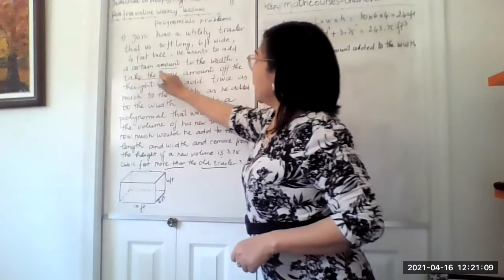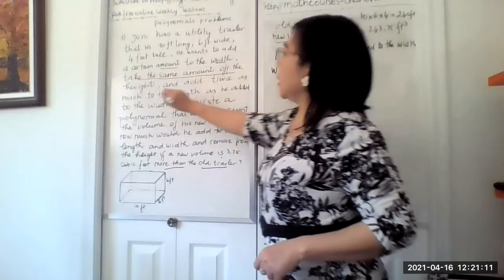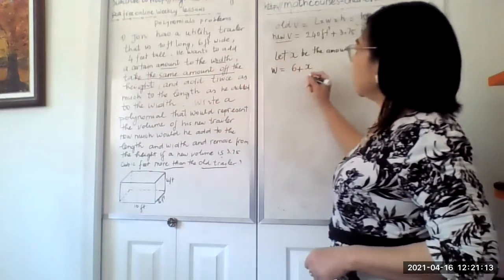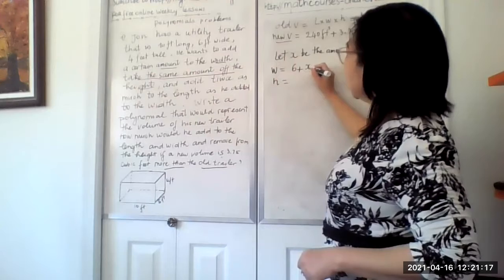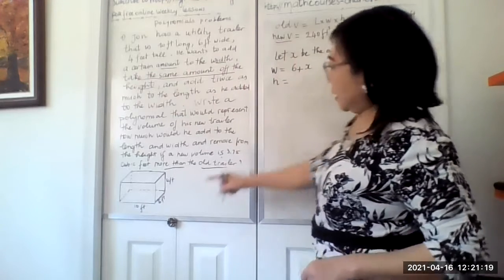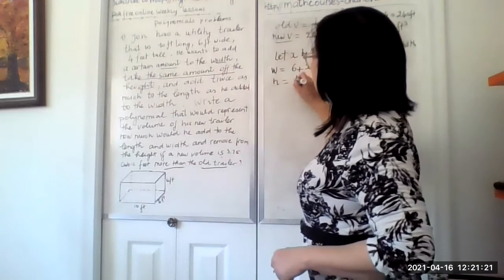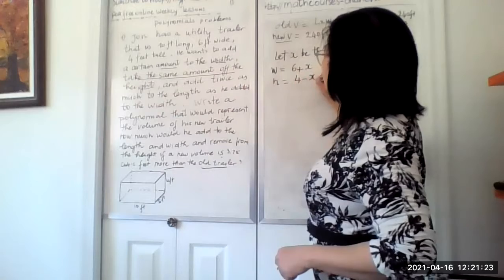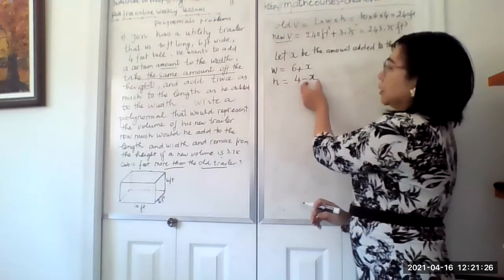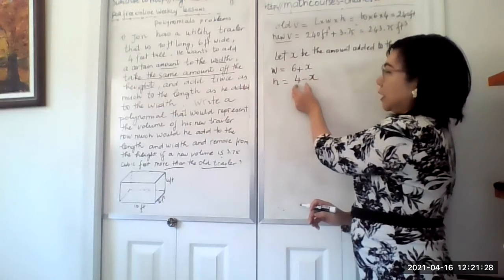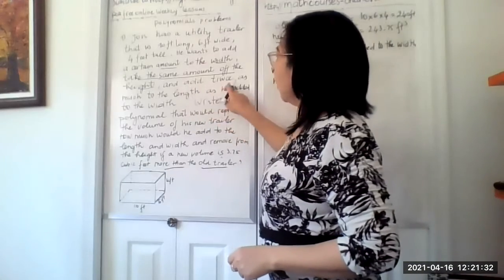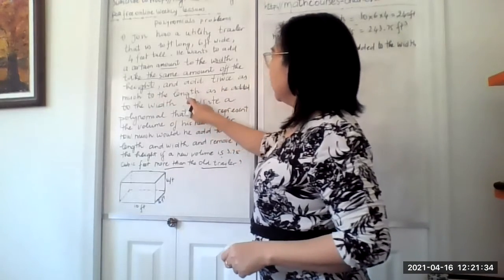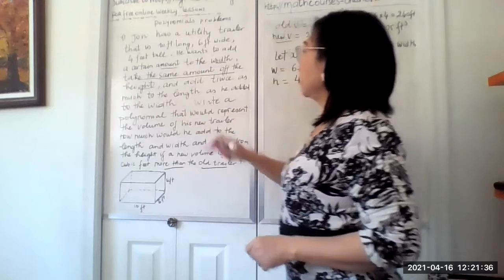Take the same amount off the height, right? So he will subtract X from the height. And the height here is 4, right? So 4 minus X, that's what he wants. Take the same amount off the height, right? 4 minus X. And add twice as much to the length as he added to the width.